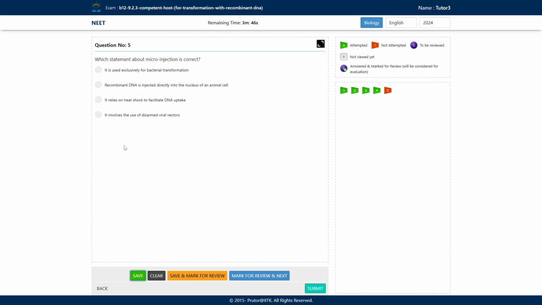It relies on heat shock to facilitate DNA uptake. We know that this heat shock step is used only in the chemical method, that is calcium chloride treatment. Now, the fourth one, it involves the use of disarmed viral vectors. No, this is not used in microinjection, because it is itself a biological method for making the host competent. So the answer would be the second: recombinant DNA is injected directly into the nucleus of an animal cell.